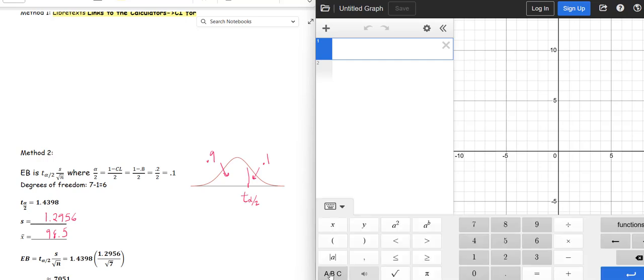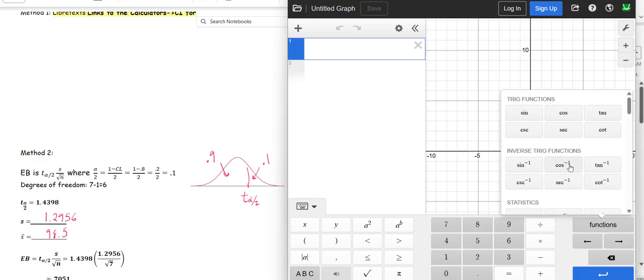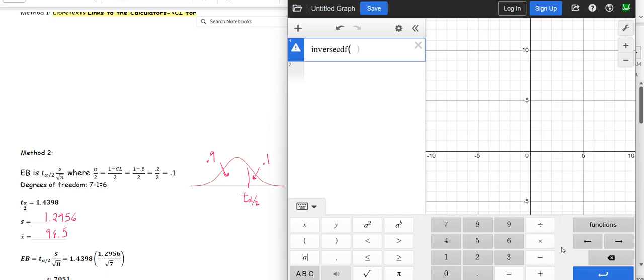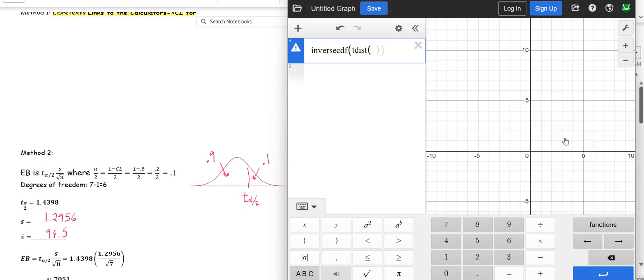What you're going to do is click on functions. I'll move this over and go down to distributions and pick inverse CDF. Then go back to functions, go back to distributions and pick the t distribution. Enter the degrees of freedom, 6. That's 1 less than the sample size. And then comma, we need to enter the area to the left of t sub alpha over 2. So that would be 0.9. And we get, to 4 decimals, this is 1.4398.